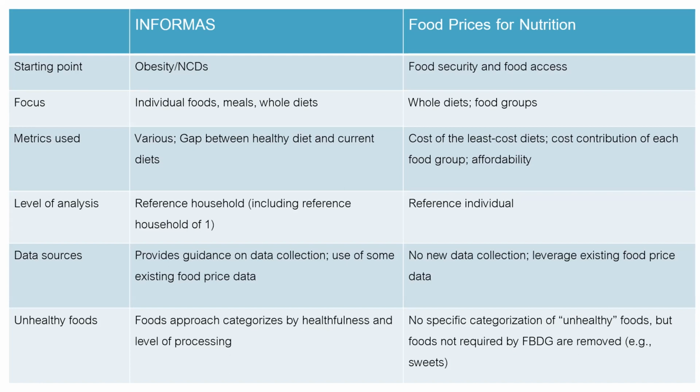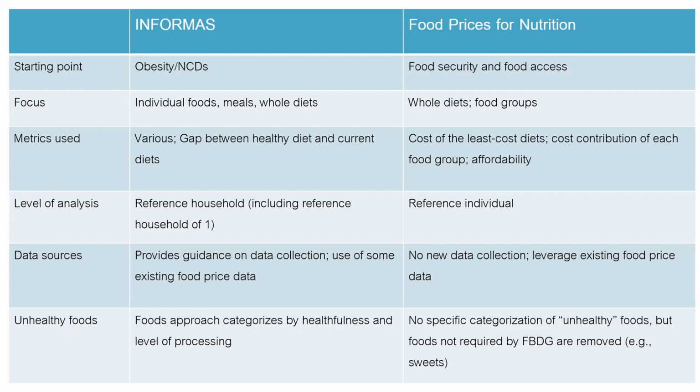And I think INFORMAS has a bunch of different focus points. So while there are individual foods, there's also meals and whole diets, where we're focused really on the whole diet and disaggregating into food group level. And I'll skip down actually to the unhealthy foods in the last row here. I think this might be an interesting point, and I think it links to the message in the chat, which I'll get to in a little bit. In INFORMAS, my understanding is that the foods approach specifically categorizes things by healthfulness, level of processing. So you're looking at healthy foods versus unhealthy foods.